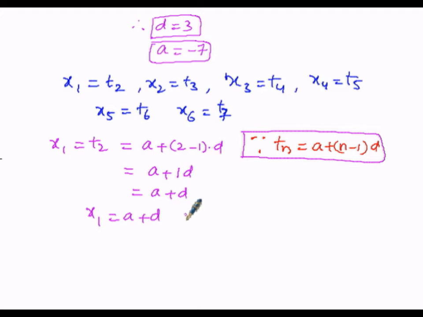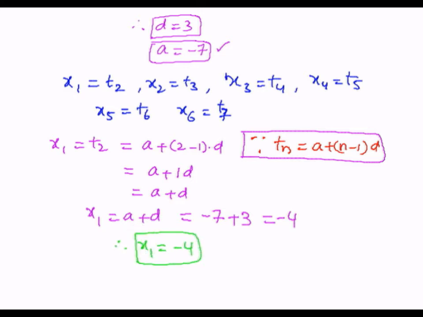That is equal to a, which is minus 7, plus d, which is 3. Further simplification: minus plus is minus, we have to subtract, greater minus lesser, 7 minus 3 is 4. Since 7 is greater than 3 and 7 is negative, the sign is negative. Therefore x1 is equal to minus 4.